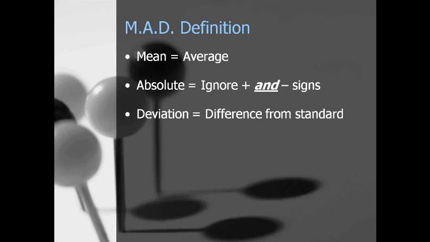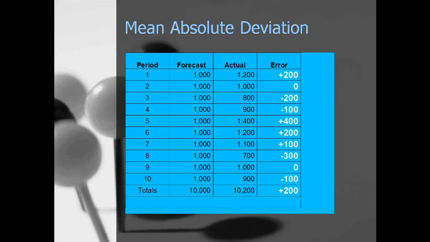So defining mean absolute deviation. Mean is another word for average. Absolute means ignore the plus or the minus sign. And deviation is the difference from the standard, in our case, the forecast. Let's take a look at what this looks like.